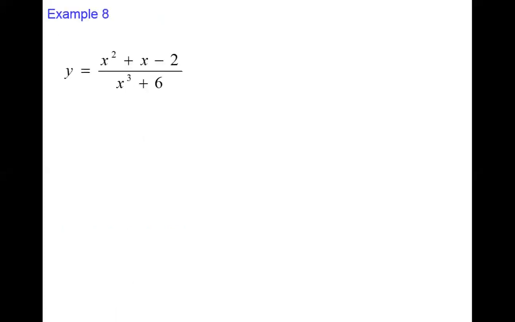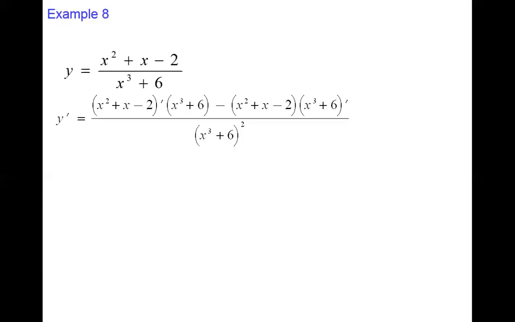Okay. That means let's take this function. It is a rational function, definitely a quotient of x squared plus x minus 2 all over x cubed plus 6. And the first thing which I would like to point out, similar to the product: if you can avoid a quotient rule, please avoid it. Do not use it. But looking at this function, I can't simplify. I don't really see a common factor. I can't simplify. That means let's use this one.